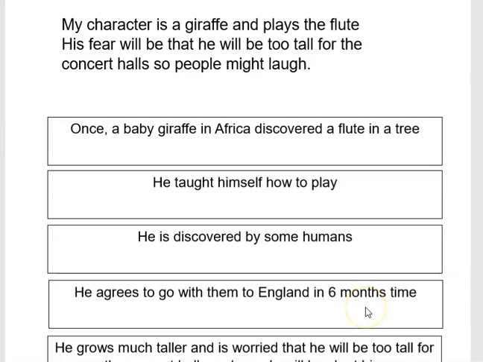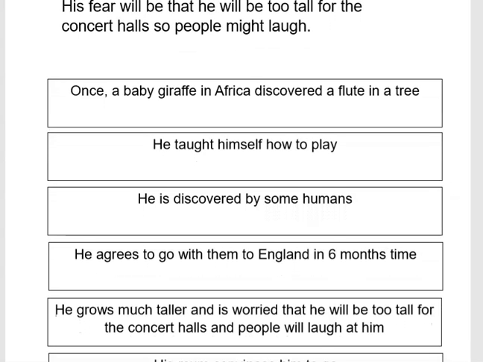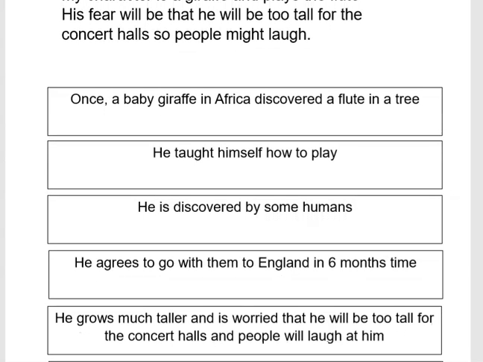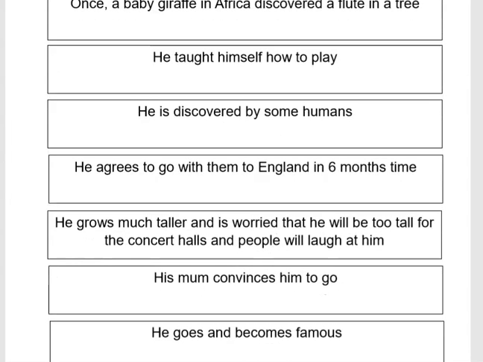Then he agrees to go to England with them in 6 months' time. But this is where it's quite different because rather than missing his friend, his problem happens before he goes away. He grows much taller and is worried that he will be too tall for the concert halls and that people might laugh at him. But his mum convinces him to go. Then, just like the bear, he goes away and becomes famous.